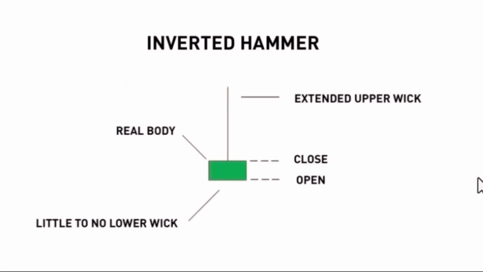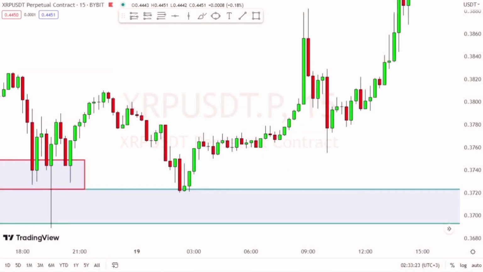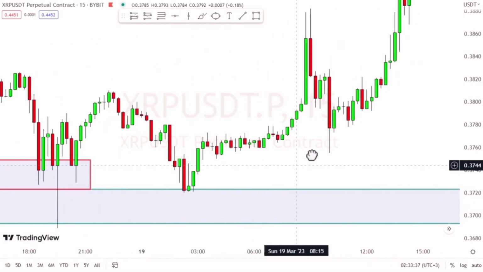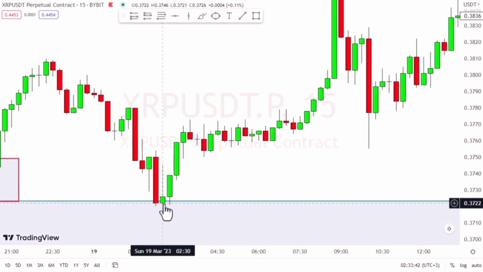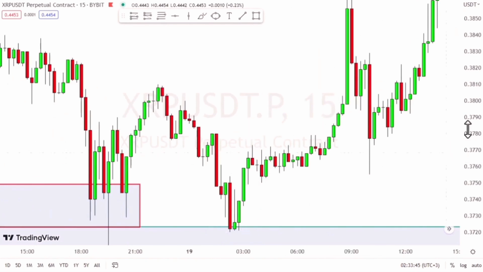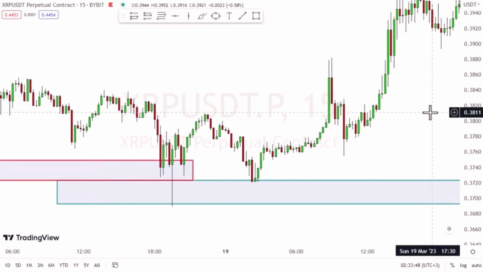Well, the next one is the inverted hammer, which is more or less exactly like the hammer, but the hammer is stronger in terms of giving us a price reversal signal. We can still use the inverted hammer as a strong bullish signal too. Let's go to the chart and find some examples. Well, this is an example. You can see the inverted hammer formed here, and right after that the price bounced up from this level and went up, and you can see how beautifully it worked.